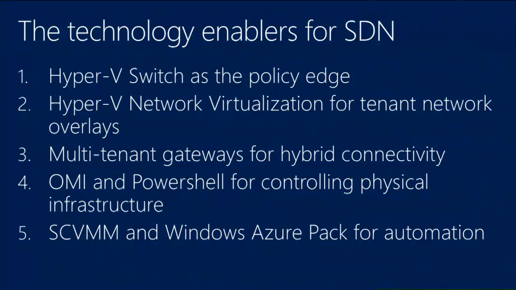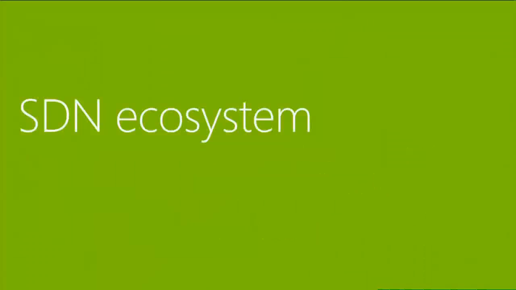So these are basically the technology enablers for SDN. You have the Hyper-V virtual switch as the policy enforcement edge. This is where all policy gets enforced. You have Hyper-V network virtualization, which gives isolation amongst all the tenants. You have gateways that allow for arbitrary topologies that span network virtualization boundaries. You have OMI and PowerShell to be able to control your physical network if you choose to. And finally, SCVMM and Windows Azure Pack providing the needed automation and tenant self-service capabilities for these scenarios. So with that, I'd like to invite Dhananjay to come and talk about the SDN ecosystem.